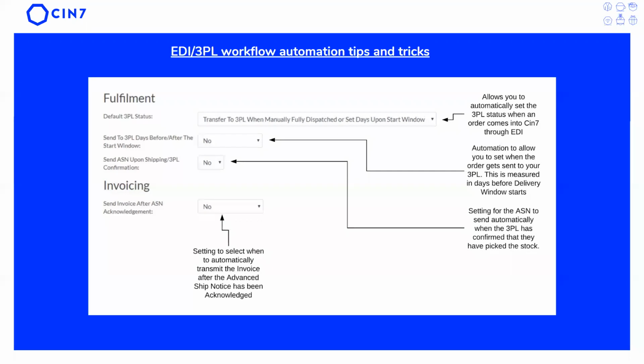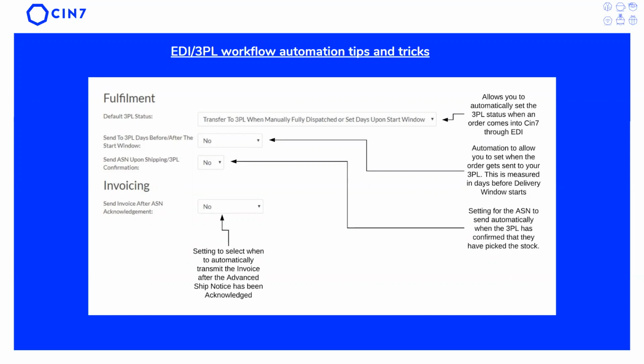Obviously, if you pick the setting that is shown in the screenshot here to transfer to 3PL manually when fully dispatched or set days upon start window, you'd have to specify the amount of days before the start window where you'd like to send the order to your 3PL, just to make sure that it gets picked and packed on time. All right, on to the next one.